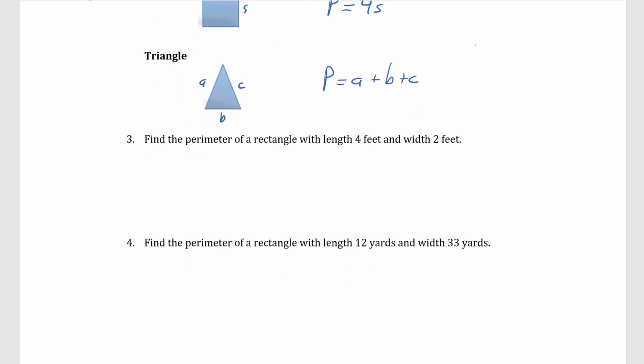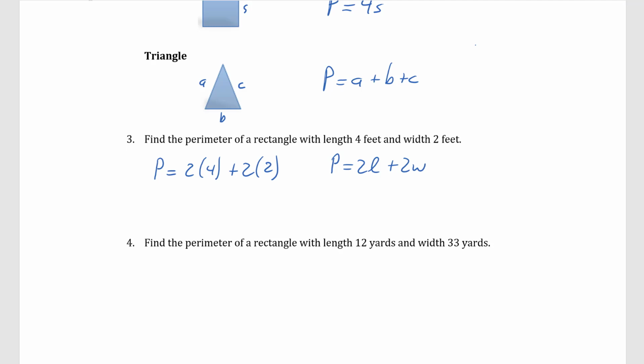Find the perimeter of a rectangle with length 4 feet and width 2 feet. We're going to take our formula, P is equal to, and we're going to say that we have 2 times (4) plus 2 times (2). The numbers in the parentheses are replacing the L and the W from our formula, right? I said that P was equal to 2L plus 2W. And it's a good idea to always substitute numbers in for letters using parentheses. It helps get things into the calculator correctly.